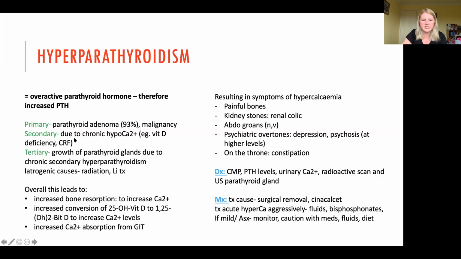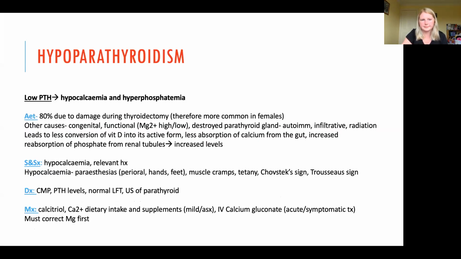that can be present for a long time. That can progress to tertiary hyperparathyroidism, when the parathyroid just becomes unresponsive to any stimulus to slow down. So that is the three types.